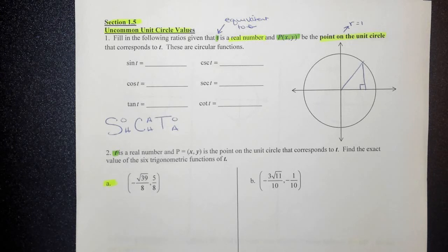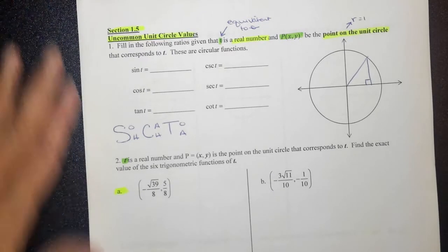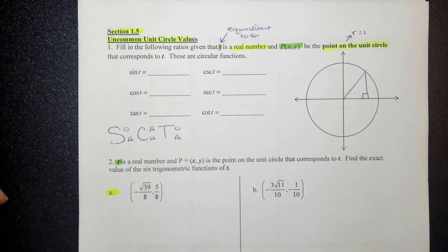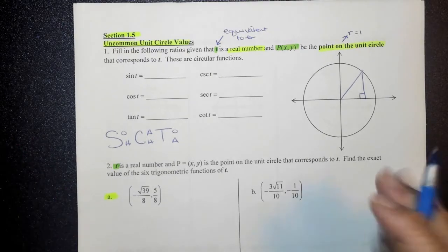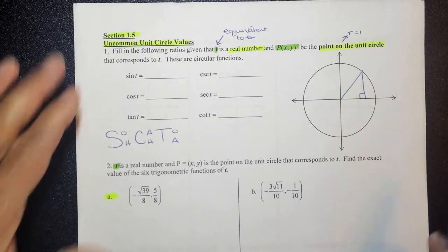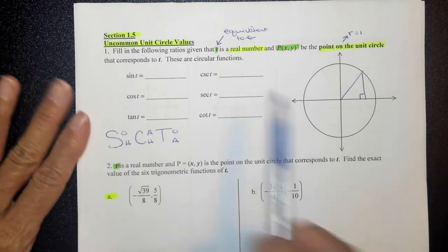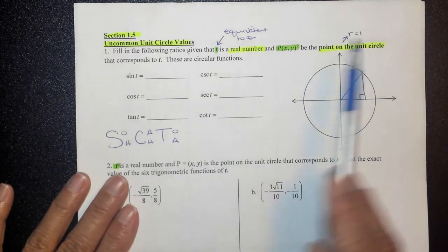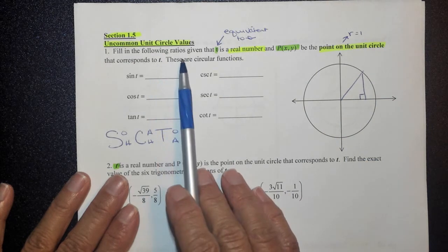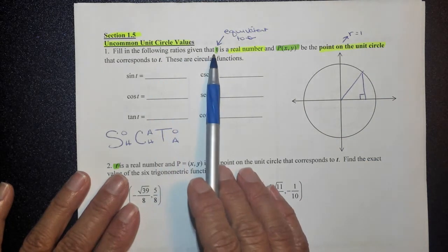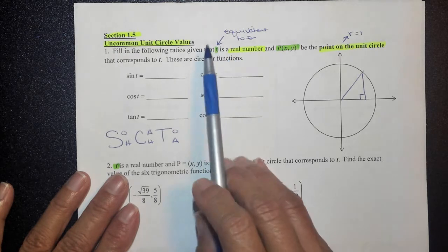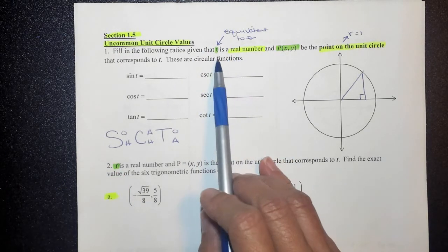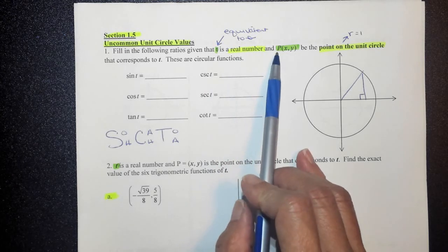So what we've been looking at up to this point are values on the unit circle that are common. And what we're going to focus on now are uncommon values on the unit circle. And basically where we are is still on the unit circle with a radius of 1, but what we want to do is take a look at the ratios given that t is a real number, and t would be equivalent to theta. It's just a different label, different variable, and the point xy.